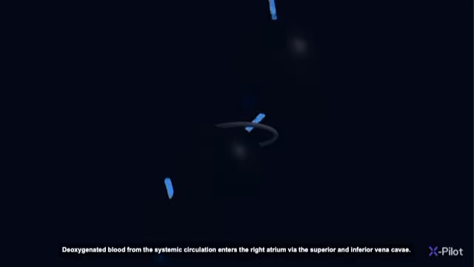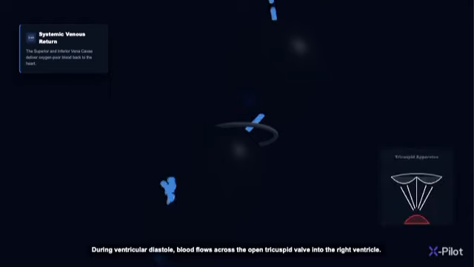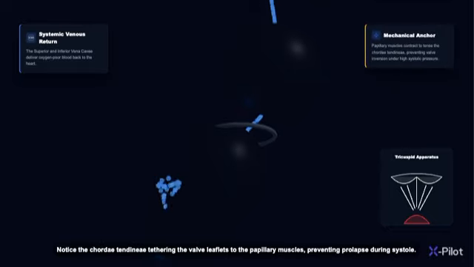Deoxygenated blood from the systemic circulation enters the right atrium via the superior and inferior vena cavae. During ventricular diastole, blood flows across the open tricuspid valve into the right ventricle. Notice the chordae tendineae tethering the valve leaflets to the papillary muscles, preventing prolapse during systole.